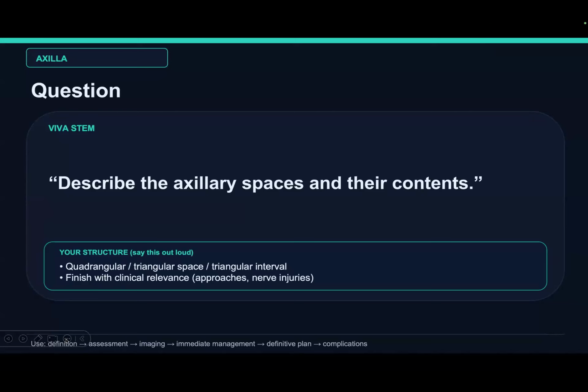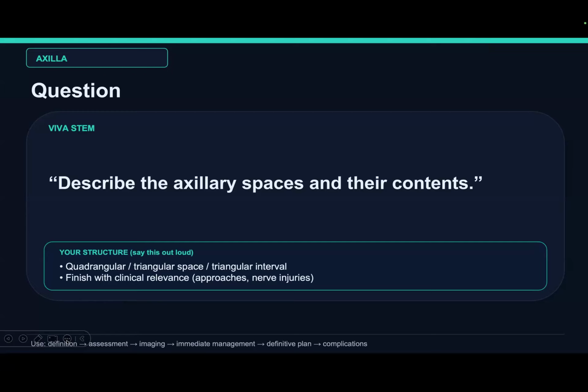So the quadrangular space: superior is teres minor, inferior is teres major, lateral is the humerus, and medial is the long head of triceps. The triangular space: superior is teres minor, inferior is teres major, and lateral is the long head of triceps. The triangular interval: superior is teres major, lateral is the humerus, and medial is the triceps. And their contents, that's the important bit.